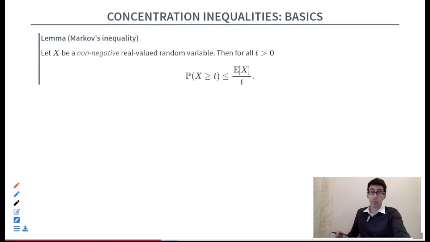So the basis of most, if not all, concentration inequalities is a result called Markov's inequality. And Markov's inequality states the following. It says that if you're given a random variable x, which is non-negative, which means it never takes negative values, it can be 0, but it cannot be negative, and it's real valued, then for all real numbers t strictly greater than 0, the probability that x is greater than t is less than or equal to the expected value of x divided by t.